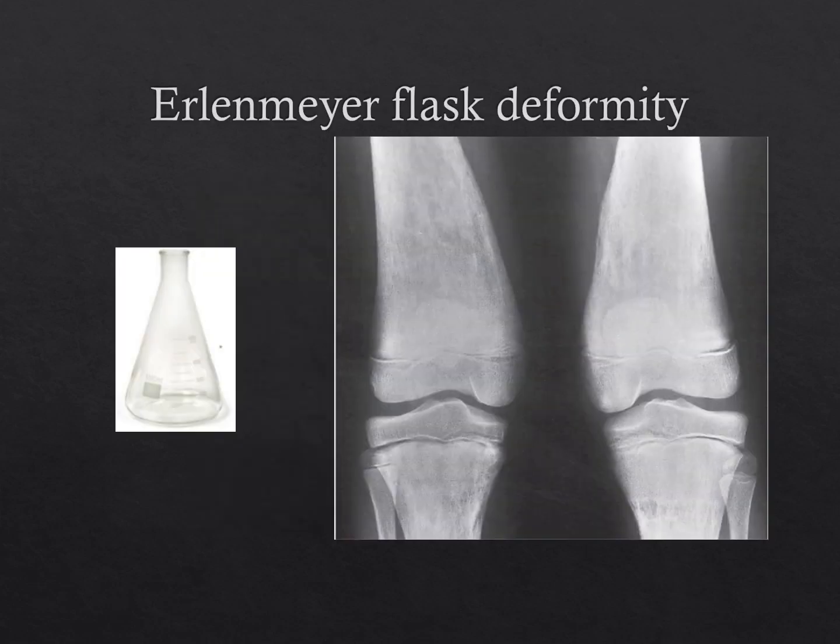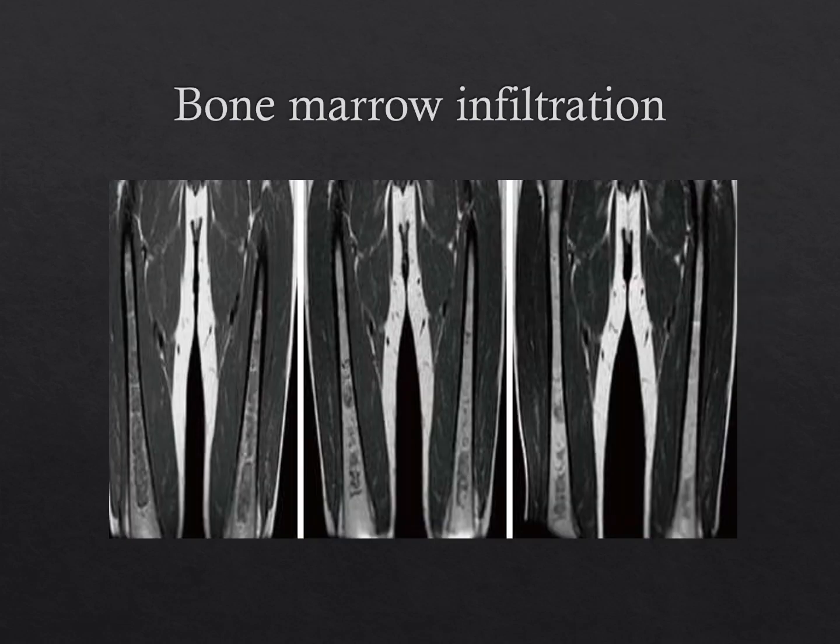And following the avascular necrosis, the characteristic deformity seen in Gaucher's disease is the Erlenmeyer flask deformity, which is owing to the abnormal remodeling happening within the bones and also due to the dysfunctional osteoclasts seen in this particular disorder. This is followed by bone marrow infiltration and bone marrow fibrosis, which is generally picked up on MRI scans of the long bones of the body.